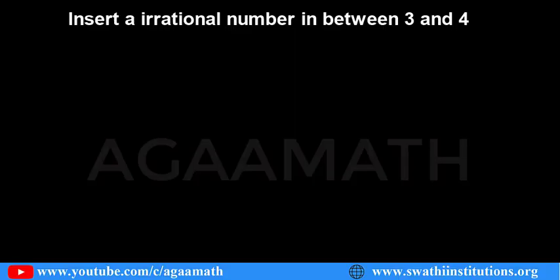This is Rakesh. Today we are going to learn how to insert an irrational number between 3 and 4. So between two numbers, 3 and 4, where 3 and 4 are natural numbers or integers or rational numbers, finally we call them rational numbers. So insert an irrational number between 3 and 4.